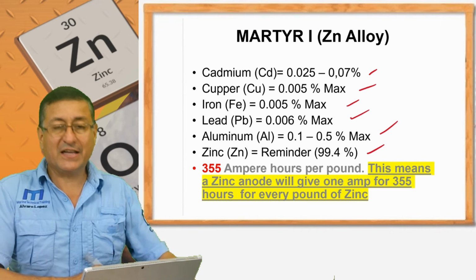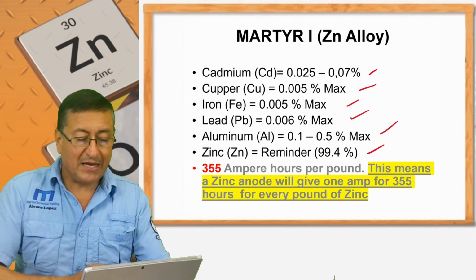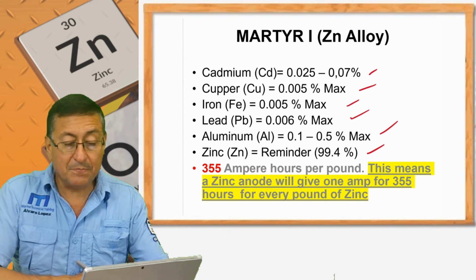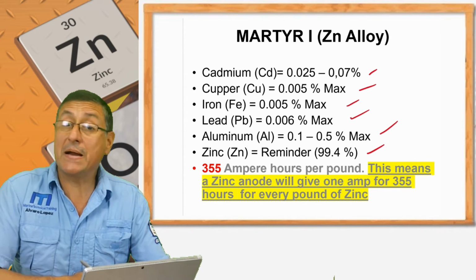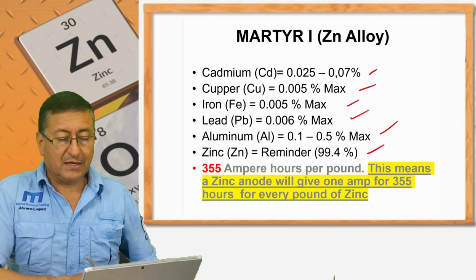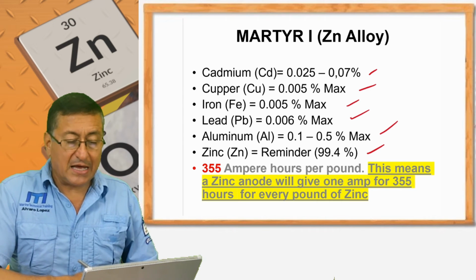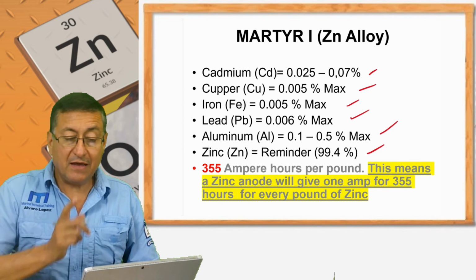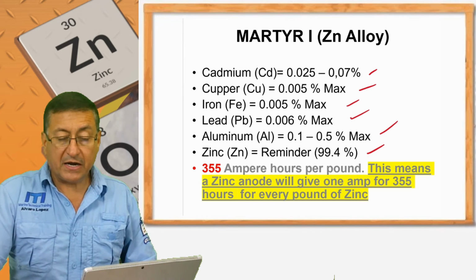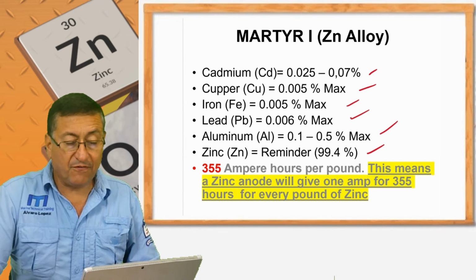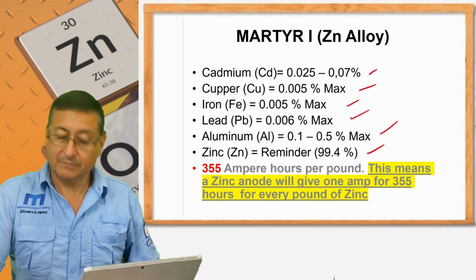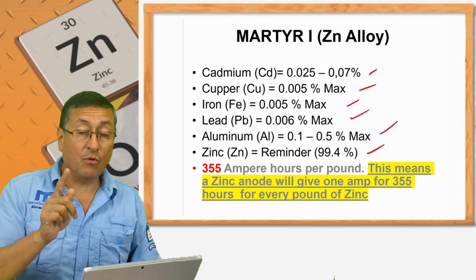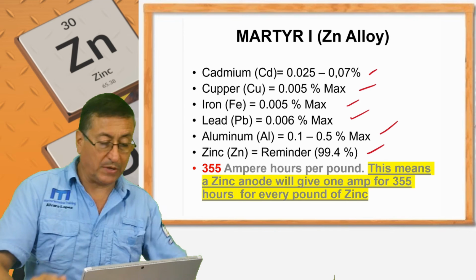The potential difference for this alloy is 355 amps per hour per pound. What is the meaning of that? This means that a zinc anode will give 1 amp for 355 hours per each pound of zinc. This is an important number, and now we are going to do the comparison with the next one.